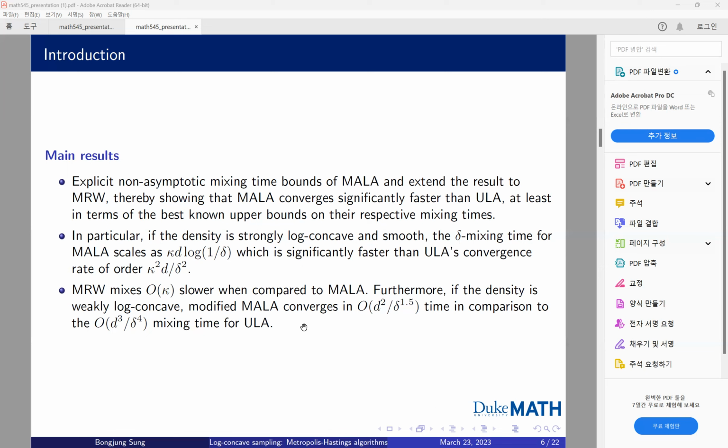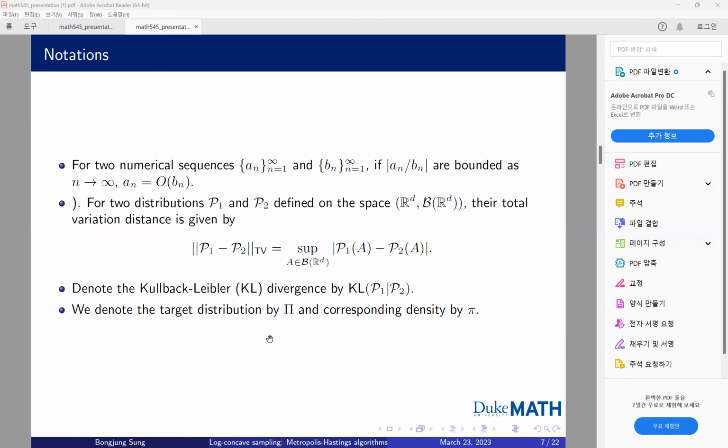Furthermore, if the density is weakly log-concave, modified MALA converges in time scaling as d squared over delta to the power 1.5, in comparison to the d to the power of 3 over delta to the power of 4 mixing time for ULA. In this presentation, we adopt the following notations for the big O, total variation distance and Kullback-Leibler divergence, and also for the target density and the corresponding density, as follows.